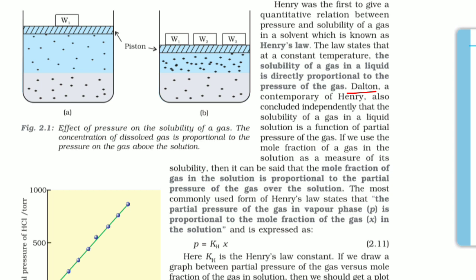Let's suppose in one container we have oxygen, nitrogen and also hydrogen. Then the total pressure will be equal to the pressure for oxygen plus pressure for nitrogen plus pressure for hydrogen. Okay, so Henry's law can be stated like this: the mole fraction of gas in the solution is proportional to the partial pressure of the gas over the solution.